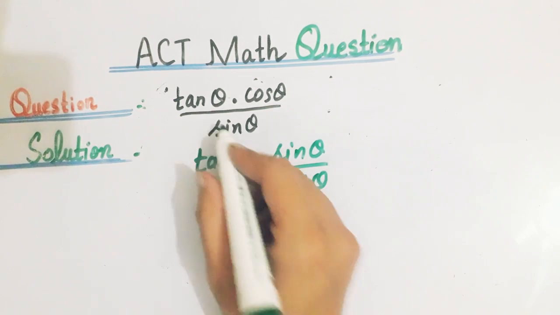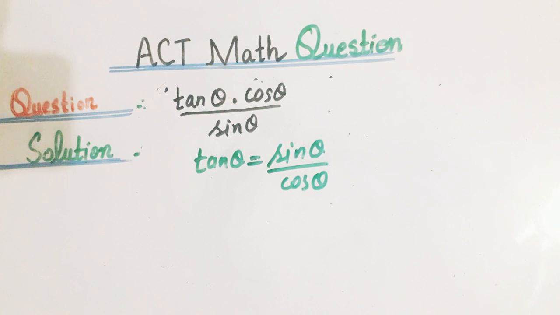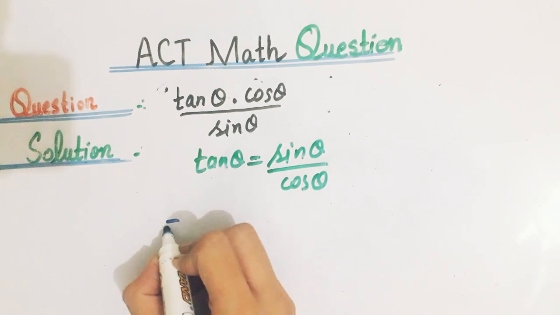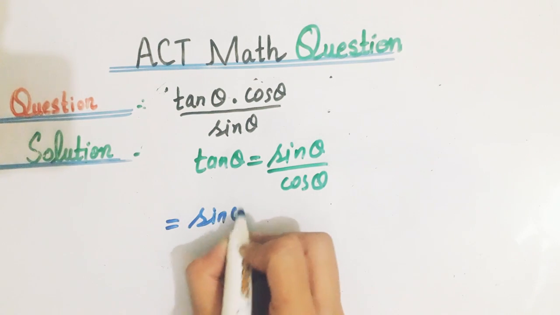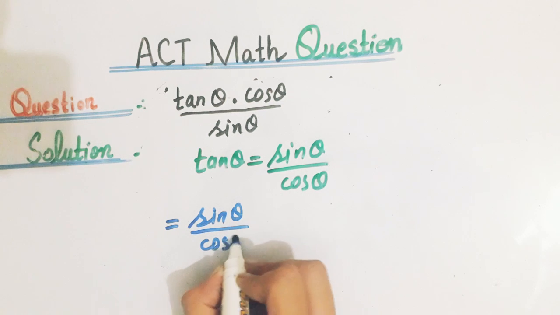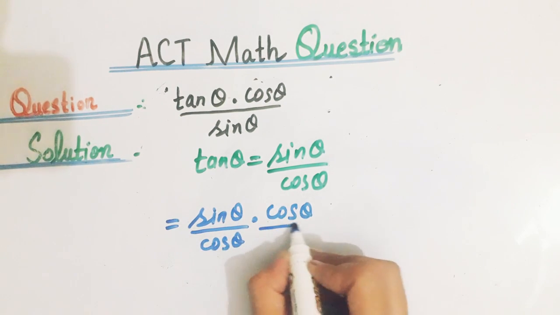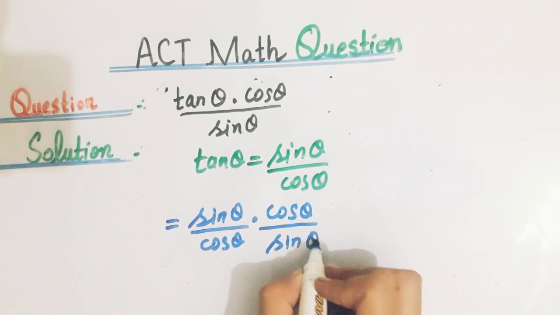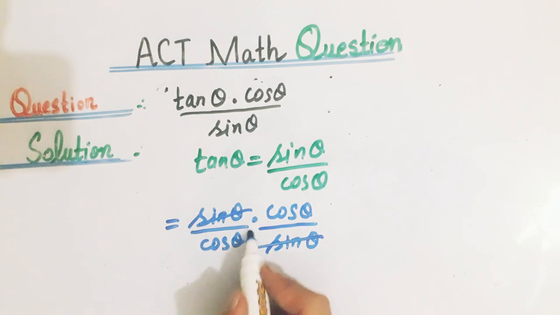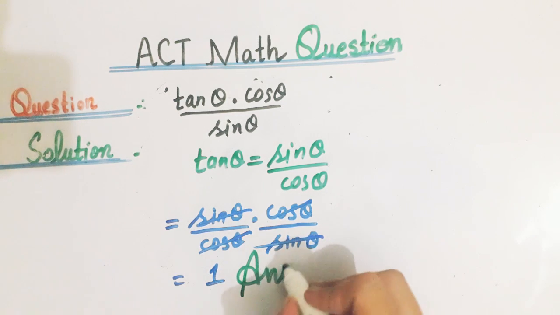We will apply this identity in this question as sin theta by cos theta is multiplied by cos theta and divided by sin theta. So all the terms are cancelled out and we will get 1. So this will be the answer. Now we will solve the next question.